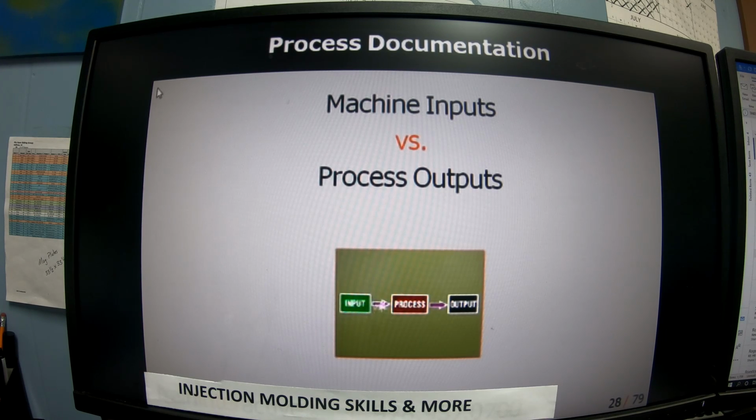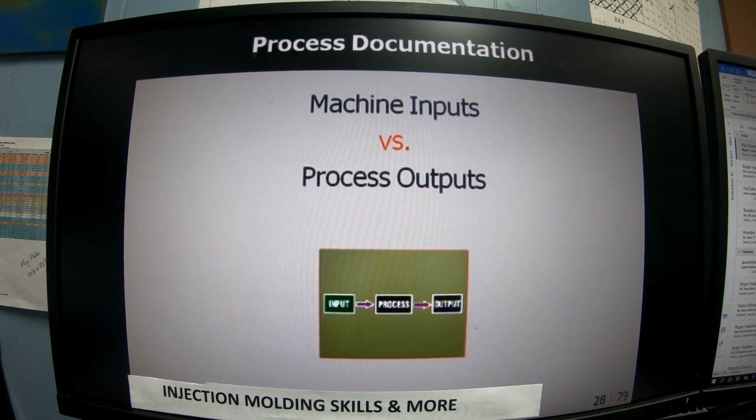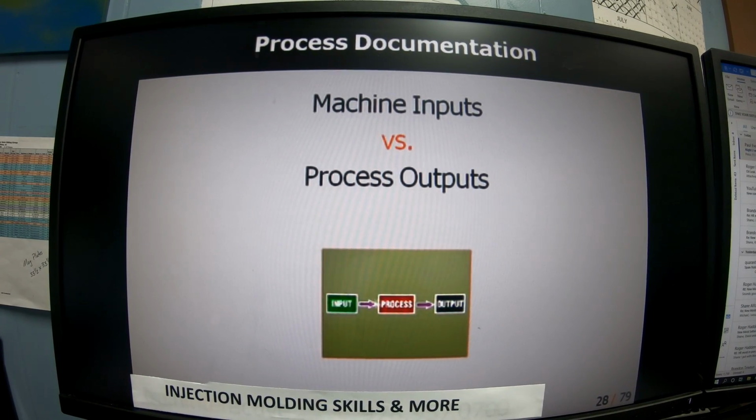So now, as a scientific troubleshooter, let's look at machine inputs versus process outputs. As you can see from our little animation, inputs are the parameters and conditions fed into the process. Outputs represent data and information that can be obtained from the process.